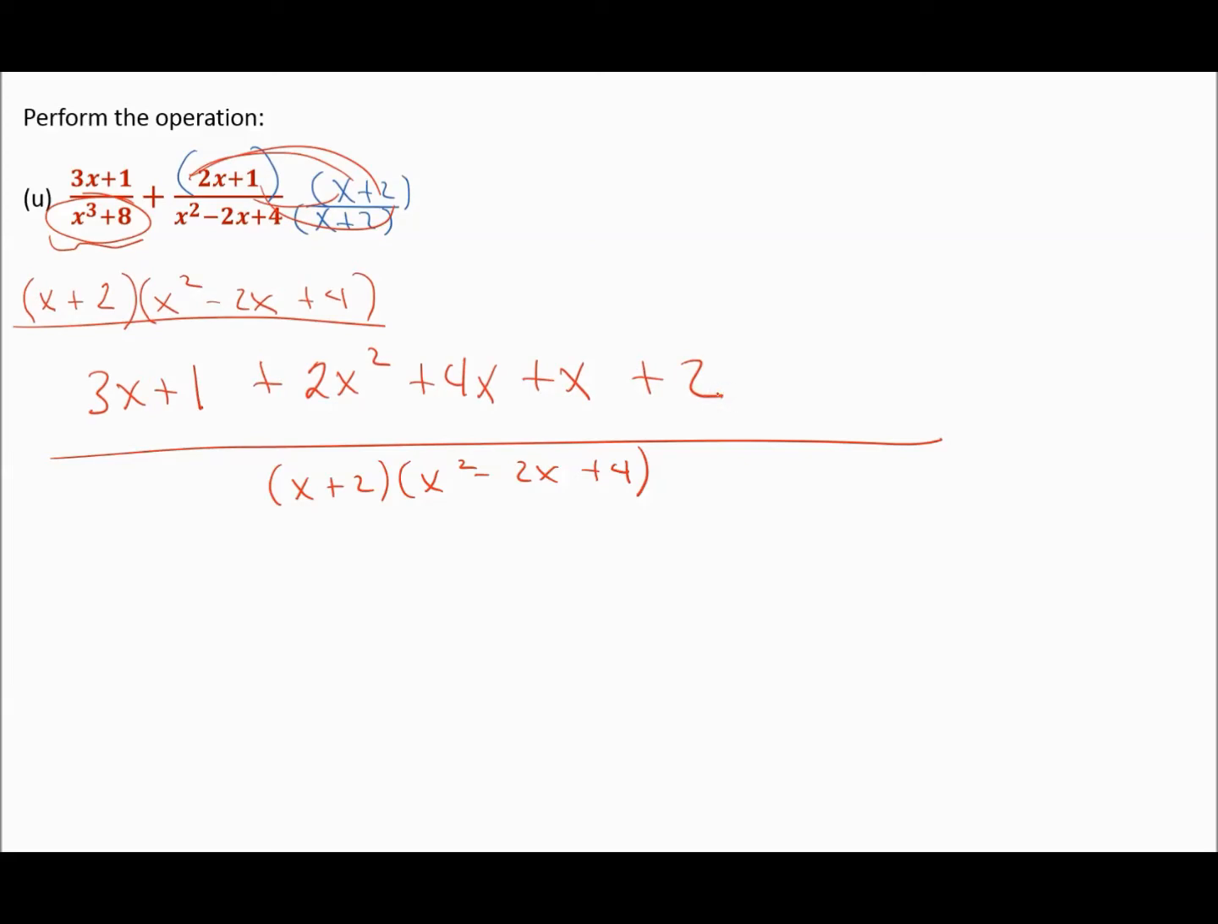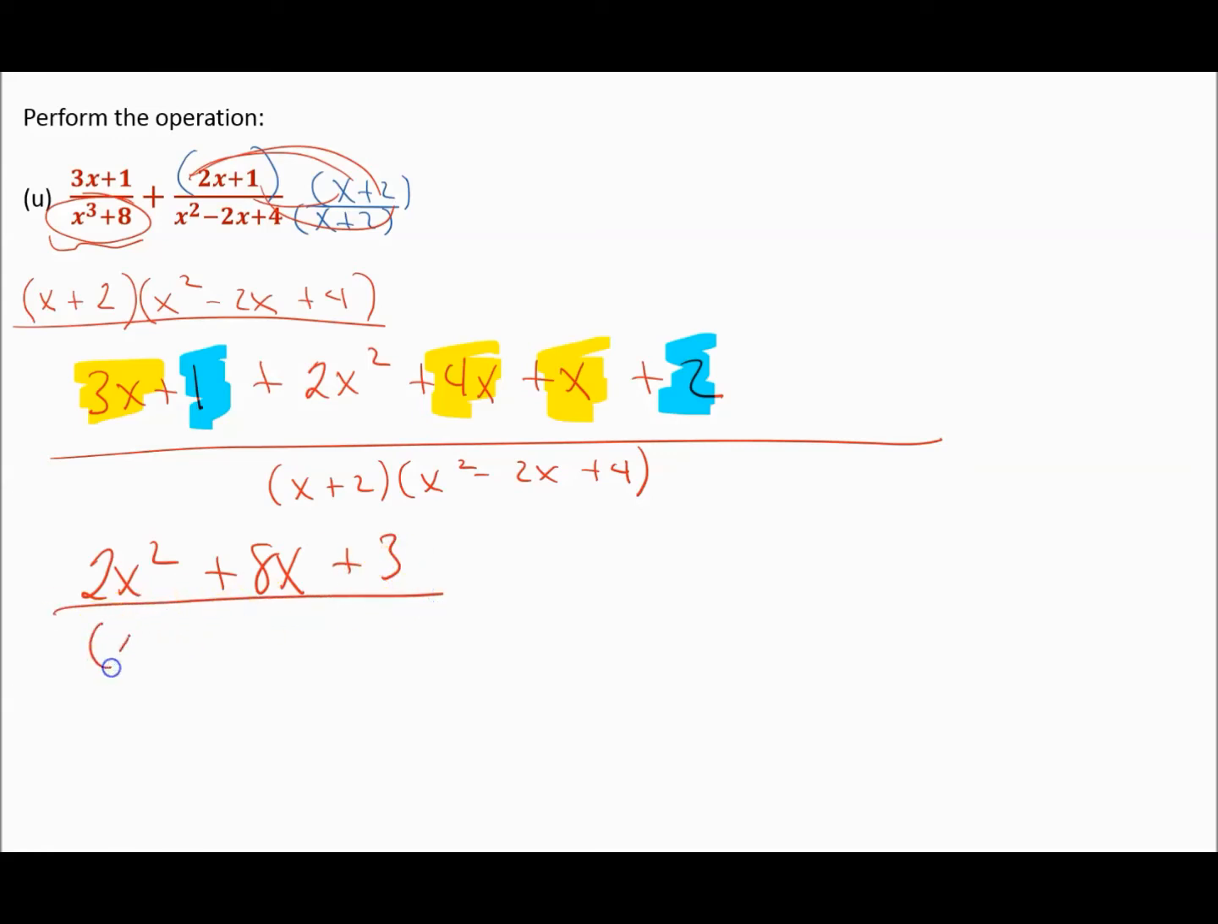Then we're going to add like terms. So I see a 2x squared and no other 2x squared. So there we go. But now my x, I got a 3x here, a 4x here, and a 1x here. So I add those. 3 plus 4 is 7 plus 1, that's 8x. And then my other like terms are my numbers. I got a 1 and a 2. So I add those together and get plus 3, over my common denominator of x plus 2 times x squared minus 2x plus 4.